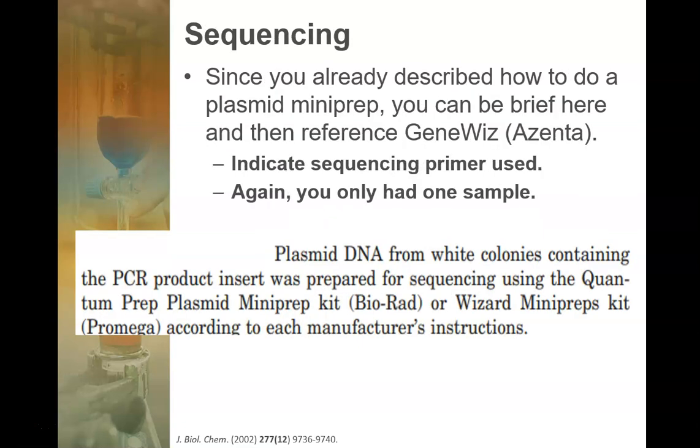Okay, so now what you did is you did a plasmid mini prep, but since you already described it for the wild type, you can just say that the plasmid mini prep for the mutant plasmid was prepared as described above. So you do need to then say that you sent this out for sequencing. Again, just include one sample, indicate the sequencing primer used, and then just reference GENEWIZ.